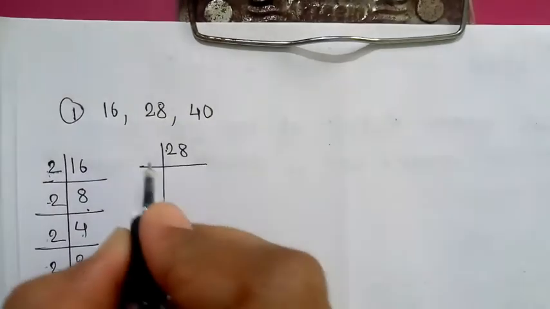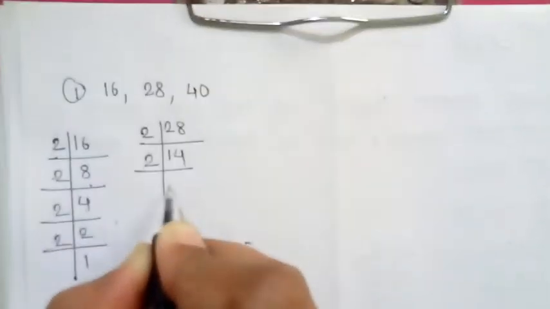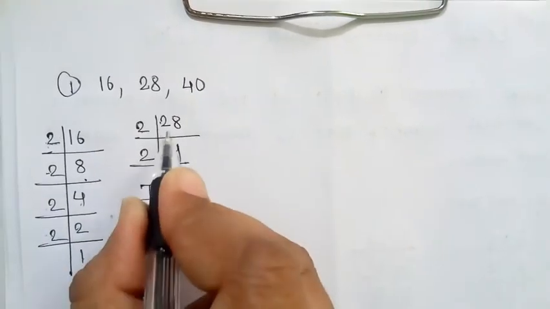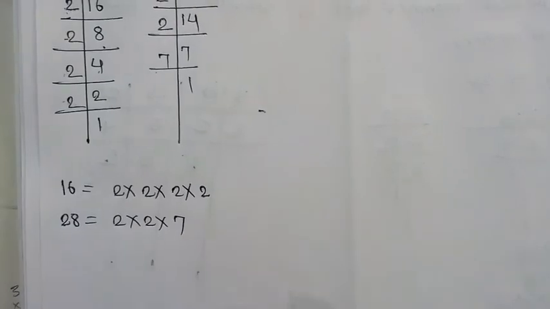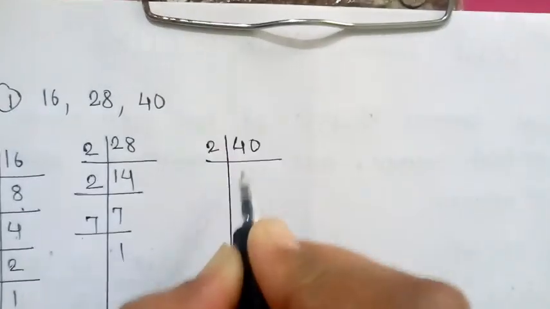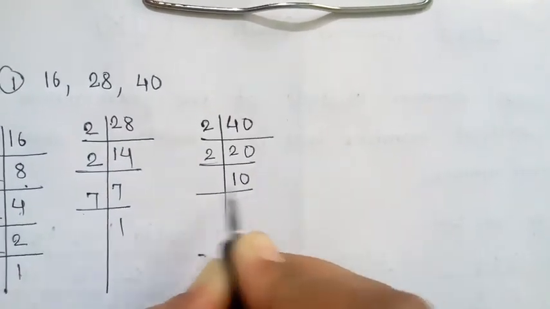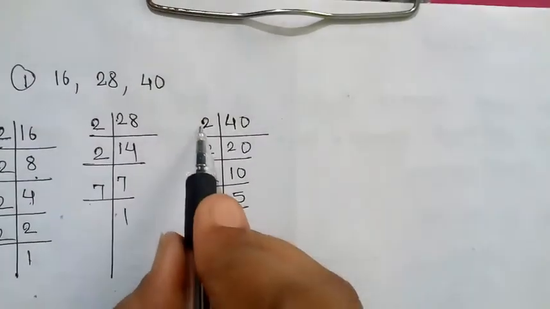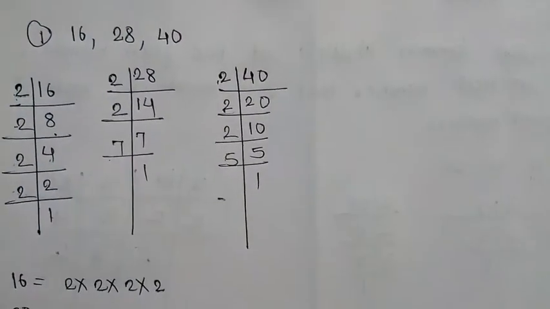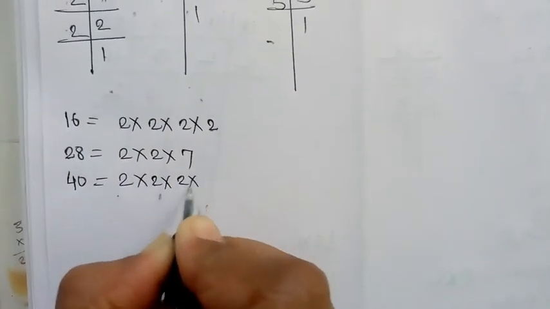Now we will see factors of 28. Prime factor is 2. 2 fourteens are 28, 2 sevens are 14, 7 ones are 7. So factors of 28 are 2, 2 and 7. So we can write here 28 is equal to 2 into 2 into 7. Factors of 40: 2. 2 twenties are 40, 2 tens are 20, then 2 fives are 10, then 5 ones are 5. So factors of 40 are 2 into 2 into 2 into 5.